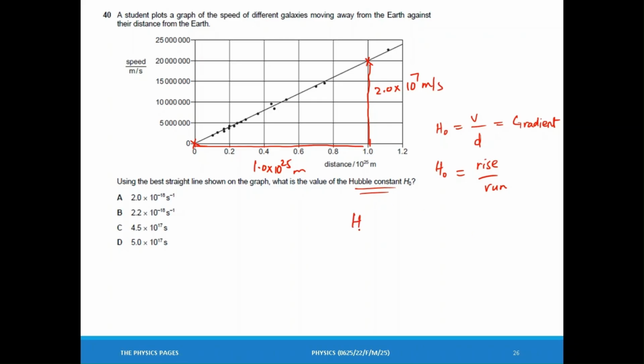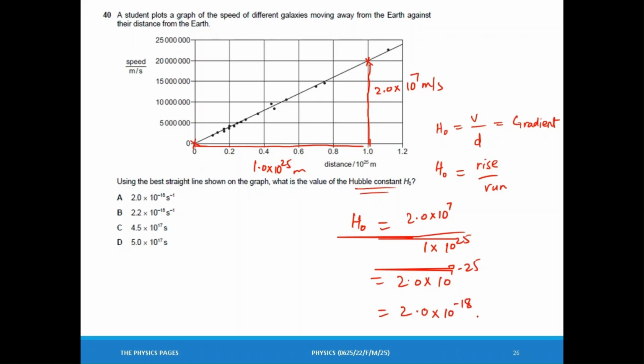If I substitute, I get the Hubble constant as 2 into 10 to the power 7 over 1 into 10 to the power 25. So this will be 2 into 10 to the power 7 minus 25, that will go to 2 into 10 to the power negative 18. And this is the Hubble constant, that is per second, because meter per second at the top and meter in the bottom will cancel, so per second. So 2 into 10 to the power negative 18 per second.